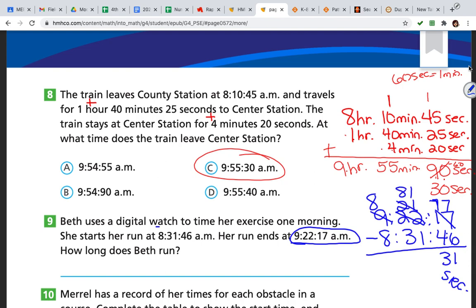Now we can subtract. 1 take away 1 is 0. 8 take away 3 is 5. So that's 50 minutes, and there's no hours. So we have 50 minutes and 31 seconds. So Beth's run was 50 minutes and 31 seconds.